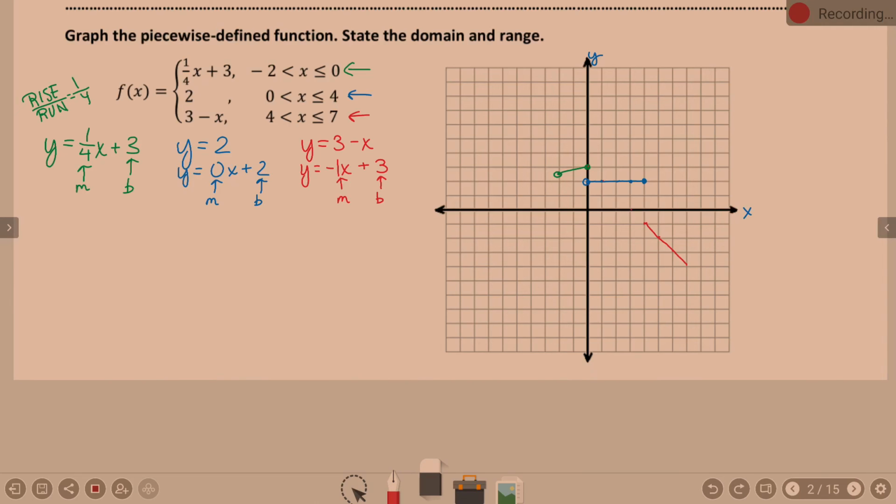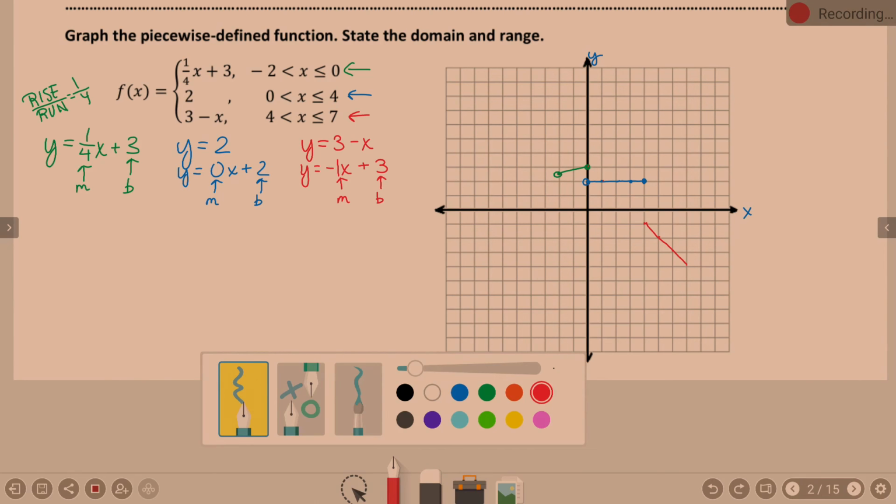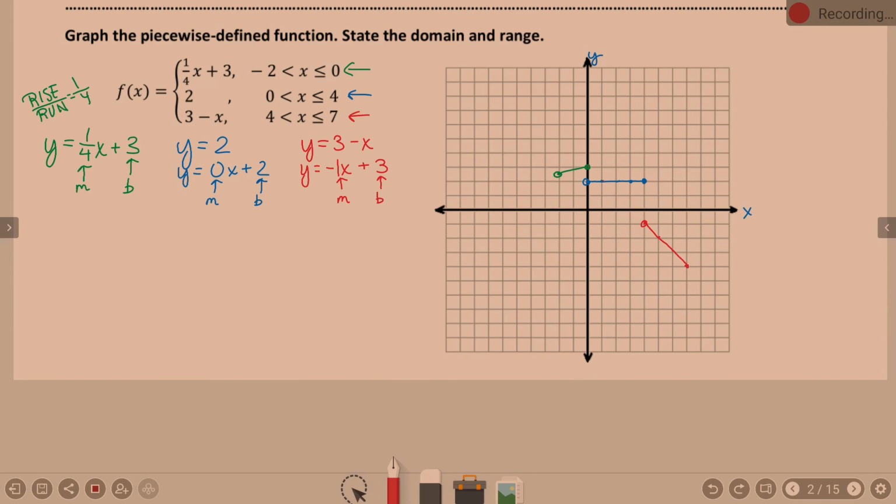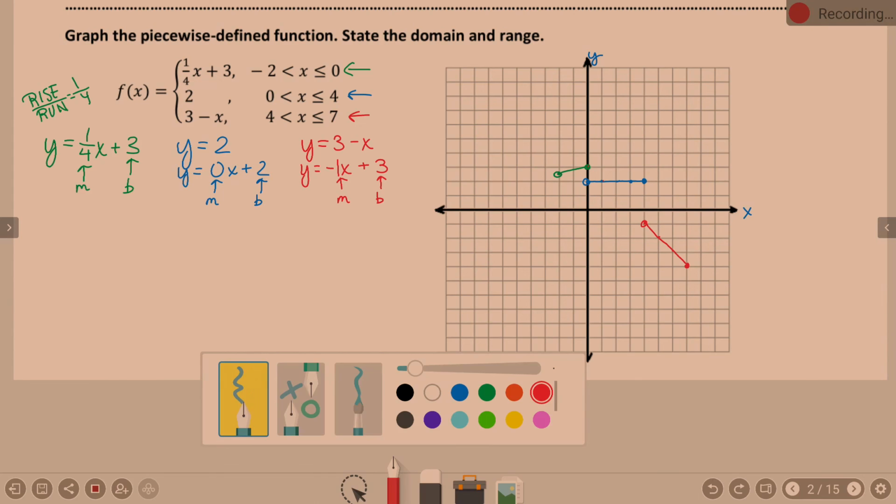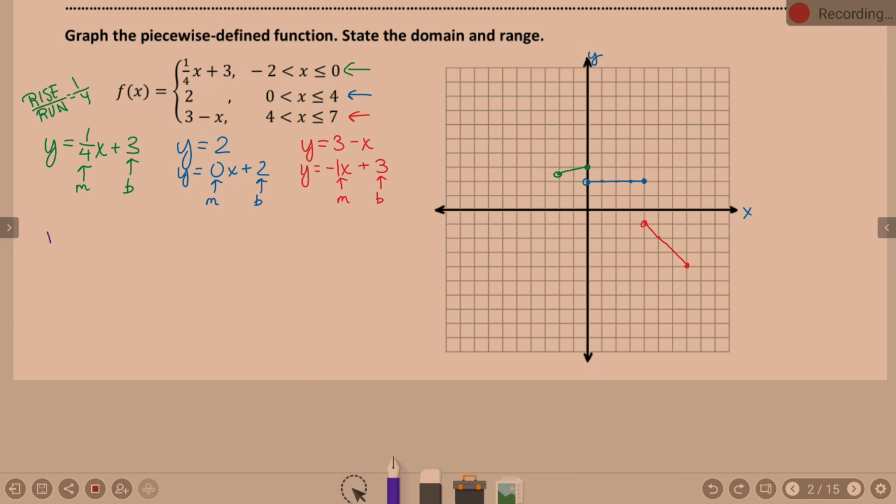Did you put your end pieces on? At 4, it's not equal, so it's going to be an open circle. At 7, it's filled in. Okay. Individual pieces, right? These are easy peasy individual pieces. It's just putting it all together that is a little intimidating. Okay.